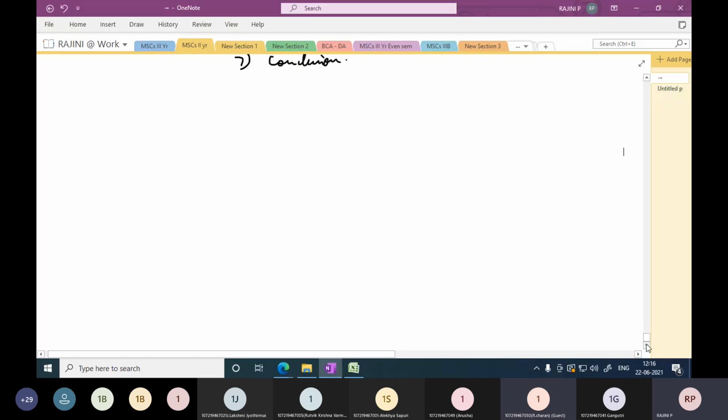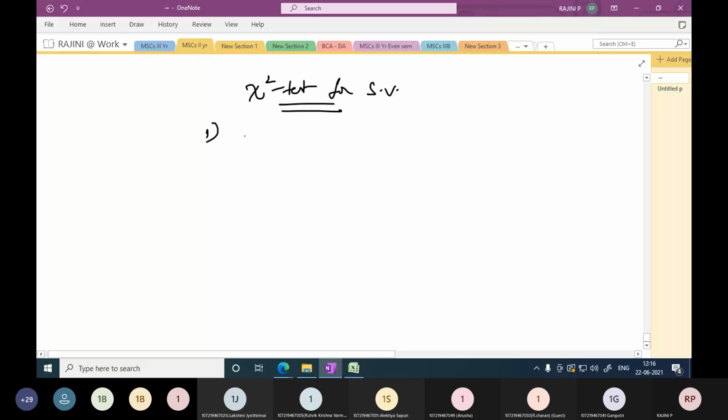Null hypothesis. Just tell me. Okay, one minute. Chi-square test for single variance. Tell me, what is step one? Null hypothesis. What is this statement? Sigma square is equal to sigma naught square.